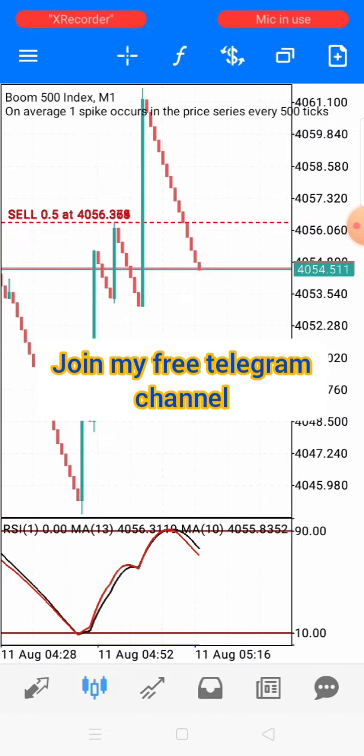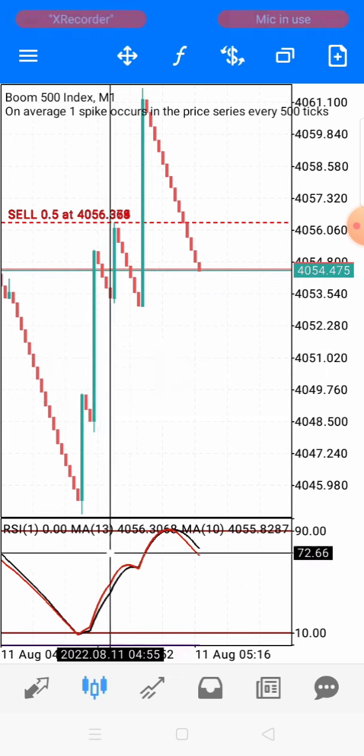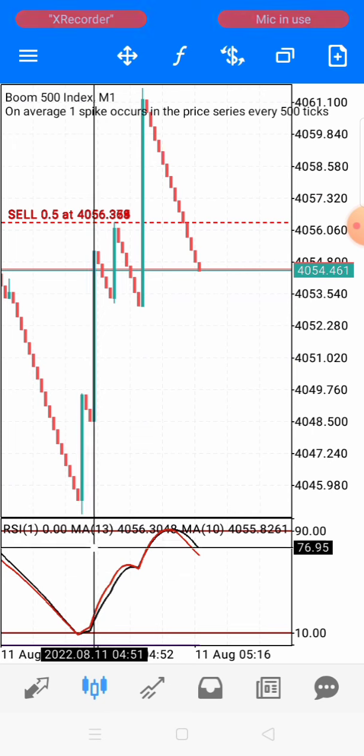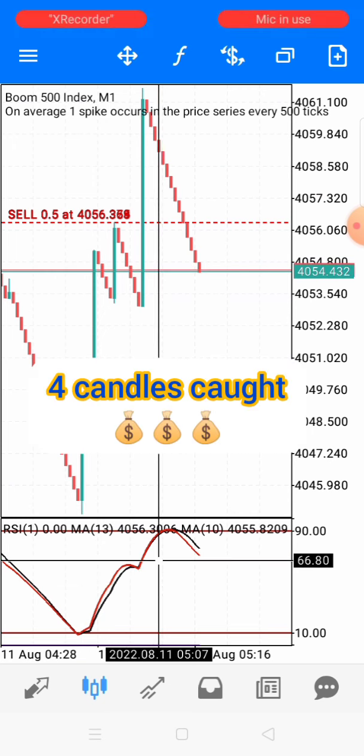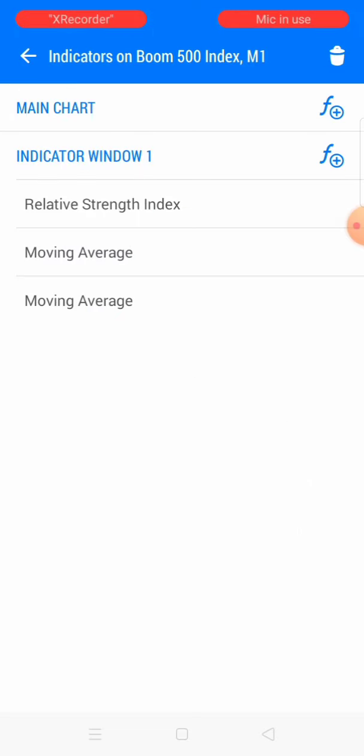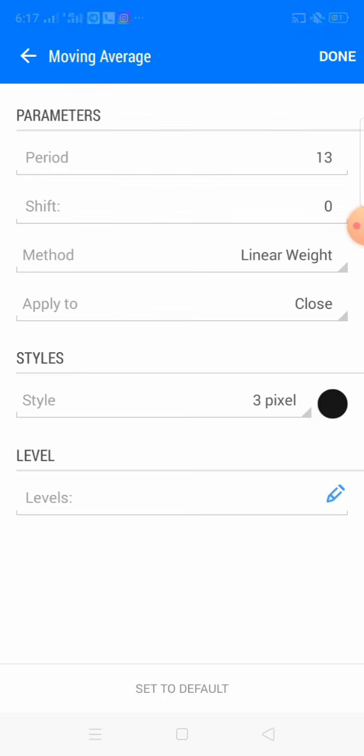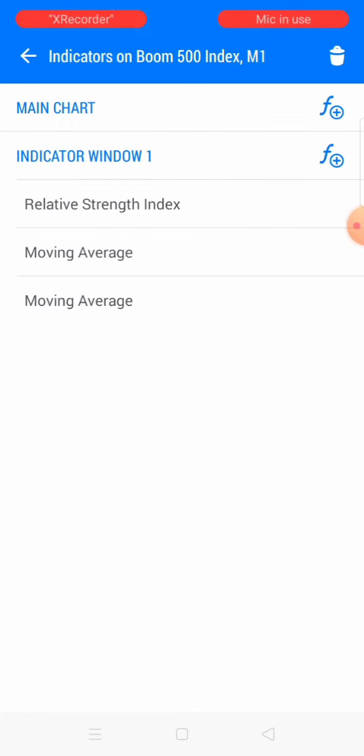If you're using a white background, just use colors that will be visible on your chart. But if you're using a black background, you have to avoid black. So back to the settings. The moving average, of course, 3 pixel. There are no levels. That's the first moving average. When you're done, you click on done. We move to the second one.